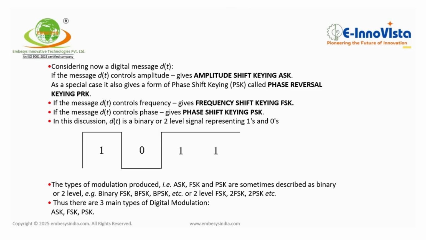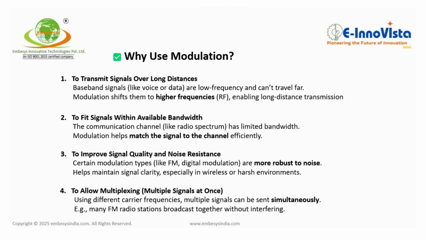In this discussion, d(t) is a binary or two-level signal representing 1 or 0, as shown in the picture. The types of modulation produced, ASK, FSK, and PSK, are sometimes described as binary or two-level, binary FSK, BFSK, BPSK, and thus there are three types of digital modulation: ASK, FSK, and PSK.